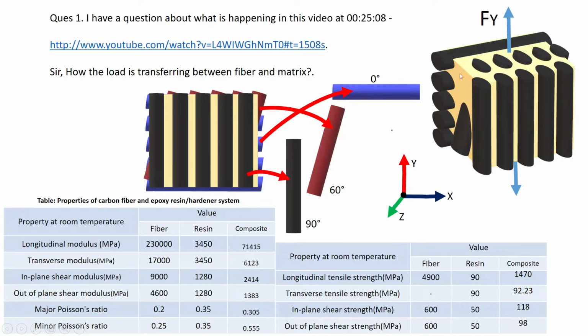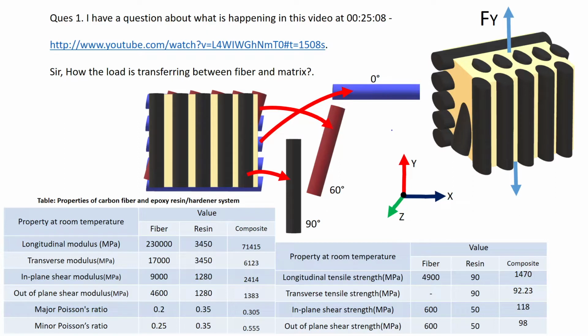So the matrix is there to bind each of these fibers at different angles together. When we apply force in a given direction, the fibers in the same direction as the applied force will take the maximum load. As we can see in these properties, the longitudinal modulus, that is the ratio between the stress applied and the elongation generated in the fiber, is maximum along the direction of the fiber, and along the transverse direction it's quite low.